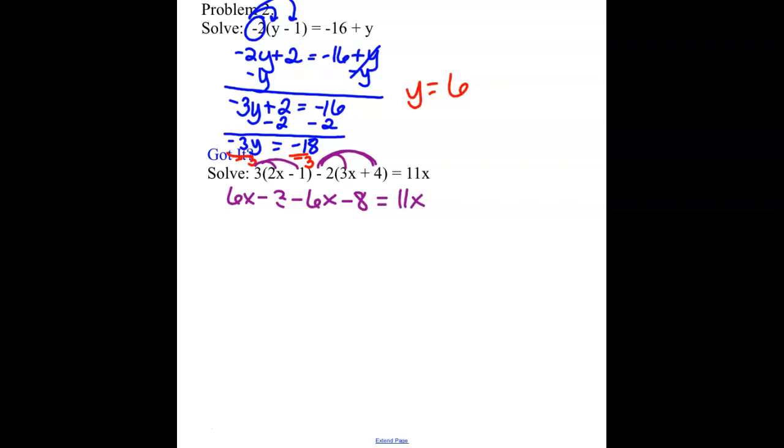And now we have some like terms that we should combine. In this case, we have 6x minus 6x, which is going to add up to 0 x's. So we end up with this negative 3 minus 8, or negative 11, equaling 11x. And now we can get x by itself by dividing out our coefficient, the 11. So we end up with x being negative 1.